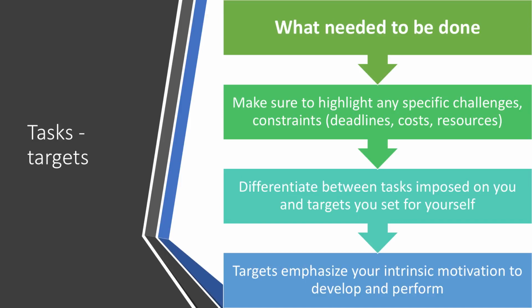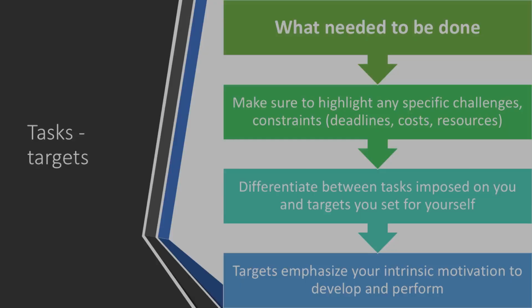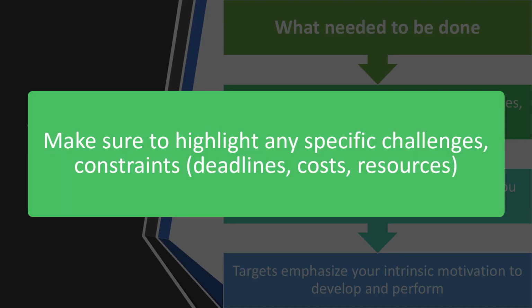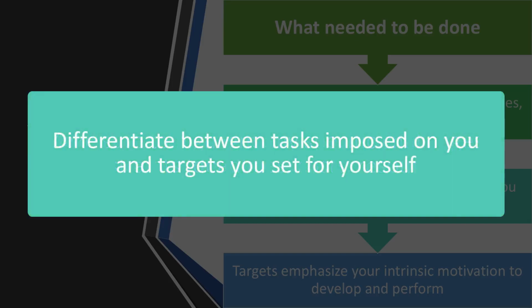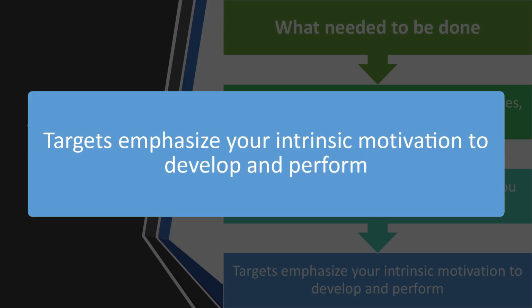Then, be sure to lay out the task clearly. What needed to be done? Make sure you highlight any challenges, any constraints, any deadlines. For instance, we had 2 less staff than usual, and we had 5 times the people in the store. Make sure that the interviewer sees the situation that you're dealing with clearly based on the tasks and the constraints, deadlines, costs. Please be sure to differentiate tasks imposed upon you by your job description, by your boss, or by the situation as very distinct from the targets you've set for yourself.